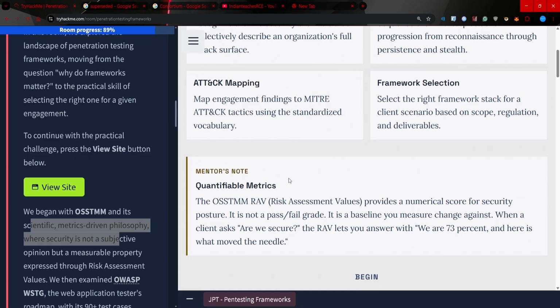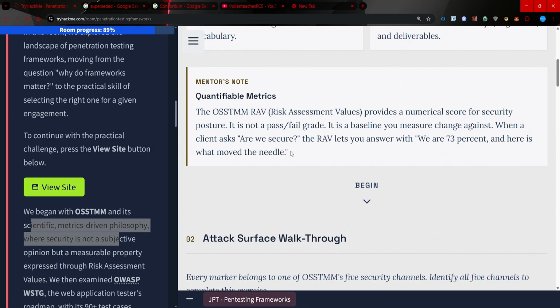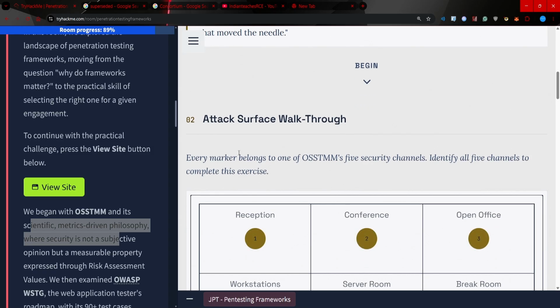Mentor note, quantitative metrics: the OSSTMM RAV provides a numerical score for security posture. It's not a pass-fail grade. It is a baseline you measure change against. When a client asks, "Are we secure?" the RAV lets you answer with, "We are at 73%," and here's what moved the needle. Attack surface walkthrough: every marker belongs to one of the OSSTMM 5 security channels. Identify all 5 to complete the exercise.